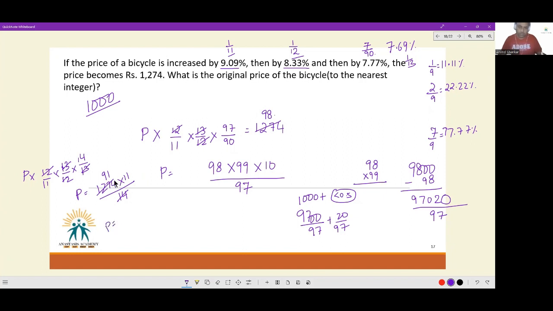The original price will turn to 910 plus 91. So price would be 1001 here. Original price would be 1001 here. And the calculation would be easier to accomplish if it had been 7.69. Just the fact that this is given to us as 7.77, it becomes a little more challenging, but okay, no problem at all.